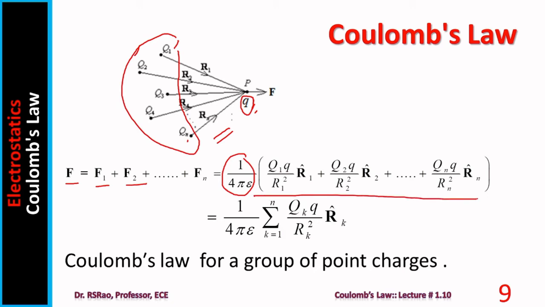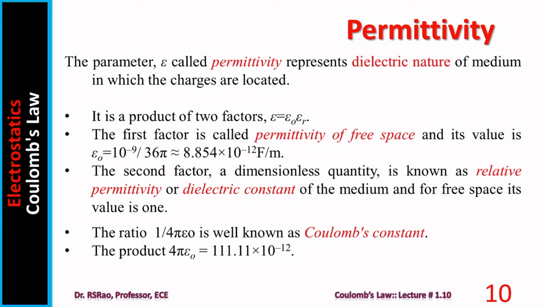You add all those things, ultimately you get a lengthy expression. This lengthy expression can be put in a compact form using the symbol sigma. In this way you can. Now some more information regarding a parameter that exists in Coulomb's law.